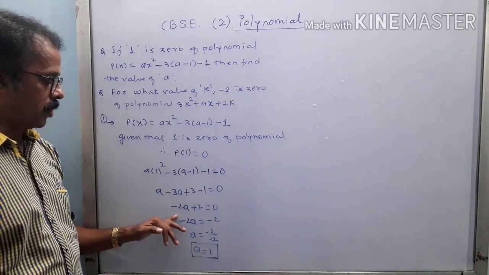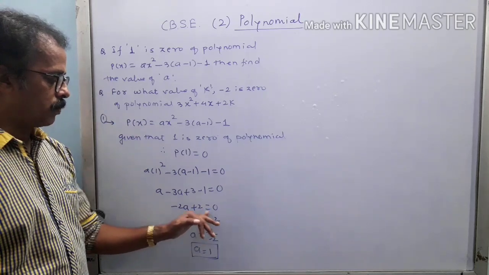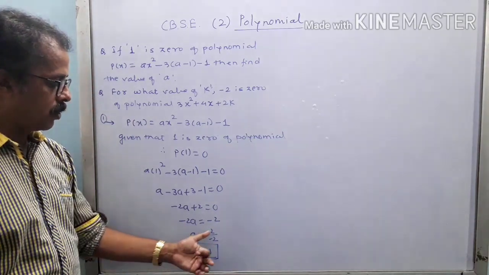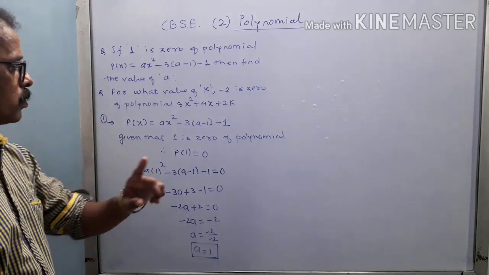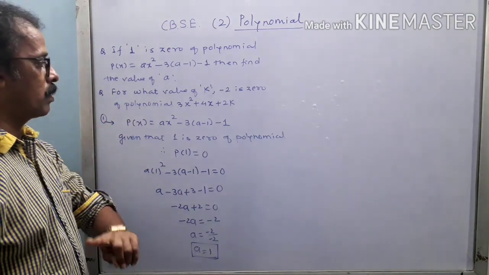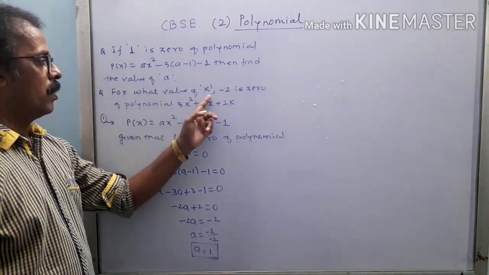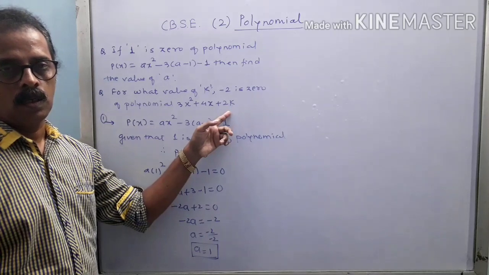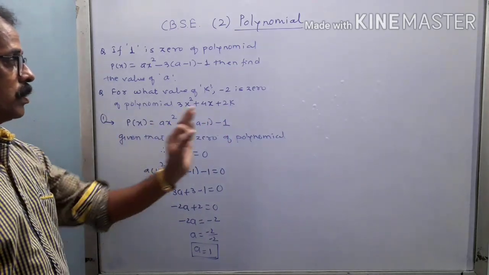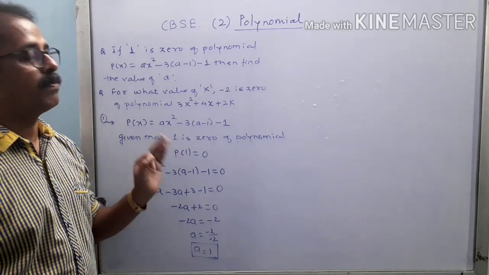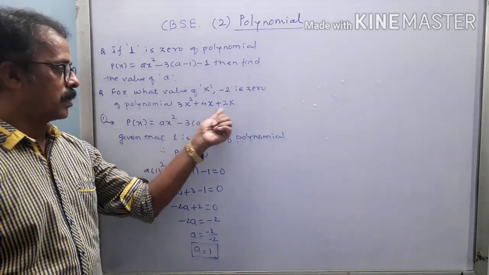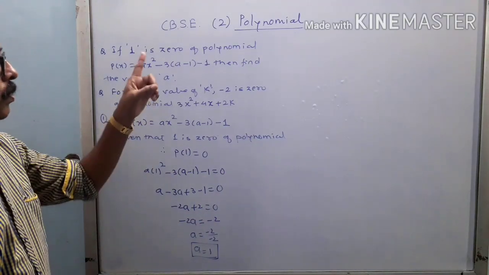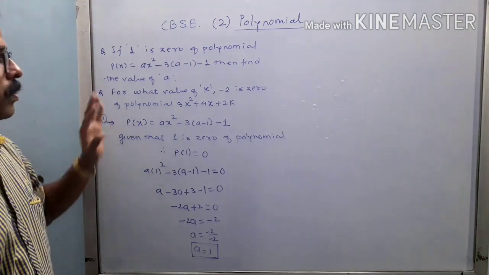Now a minus 3a is minus 2a, 3 minus 1 is 2, transposing 2 to the other side it becomes minus 2. Then divide by minus 2, you will get a is equal to minus 2 upon minus 2 is equal to 1. How are you going to solve the second question that I am giving to you? To solve that question and check your answer: for what value of k is minus 2 a zero of the polynomial? I will write p of x is equal to 3x square plus 4x plus 2k. Then I will write the expression that minus 2 is a zero of the polynomial. Therefore p of minus 2 is equal to 0. So wherever there is an x, you substitute the value minus 2 and proceed further for solving the value of k. Right? So that is the second question which is given to you for homework.